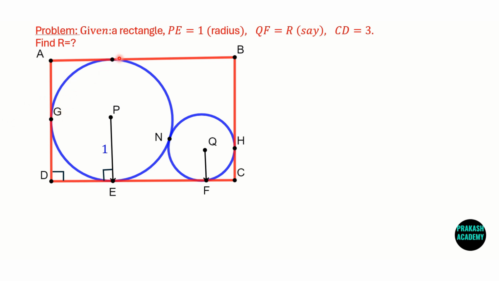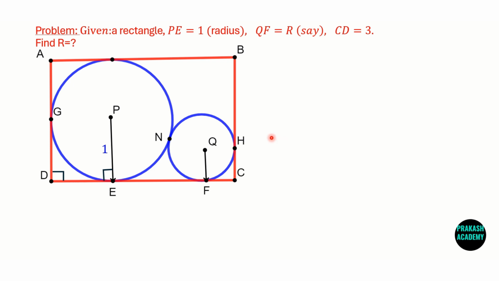Now these points are points of contact. So basically this bigger circle touches this side AD at point Z. Similarly it touches side DC at point E. And the smaller circle touches side DC at point F, and it also touches side BC at point H. So in other words, I can say this line is a tangent on this circle. Similarly, this line is a tangent on the bigger circle as well as the smaller circle, and this line is a tangent on the smaller circle.